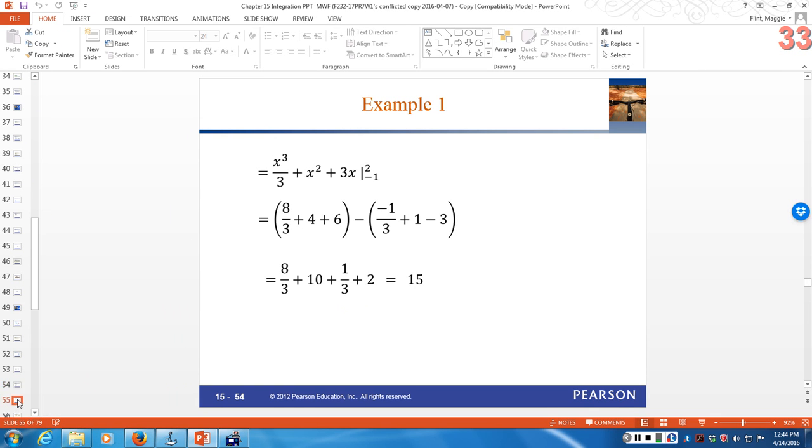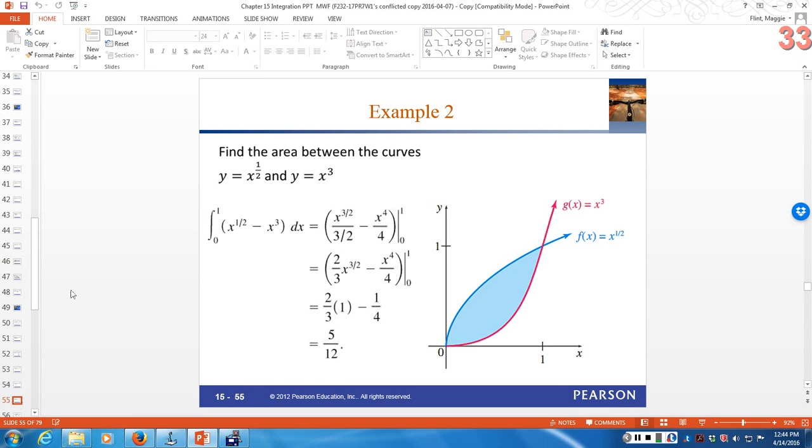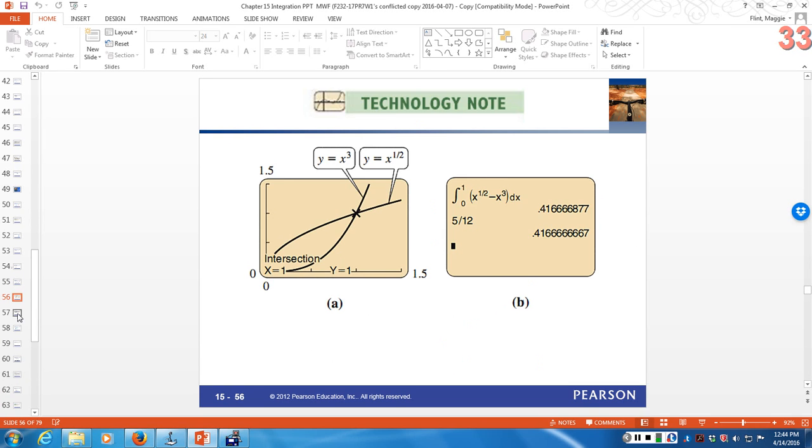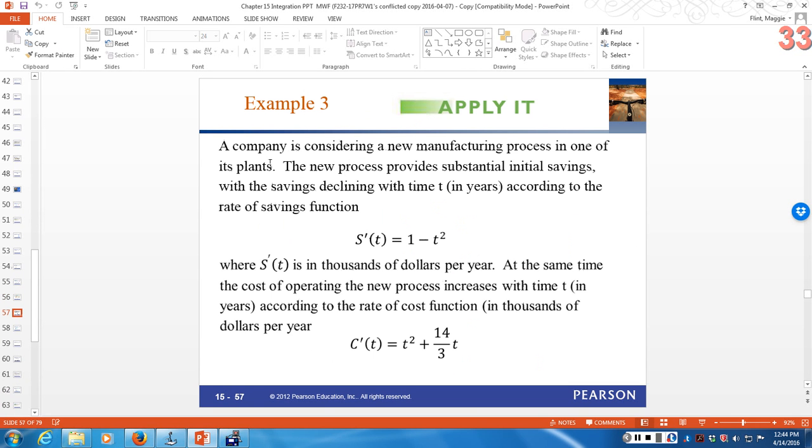Now, what's that good for? Well, I've got some more examples here, but we're not going to worry about them. I'm going to go to an example where you apply it. A company is considering a new manufacturing process in one of its plants. The new process provides substantial initial savings, with the savings declining with time according to the rate of savings function S prime of t is equal to 1 minus t squared. S prime of t is in thousands of dollars per year.